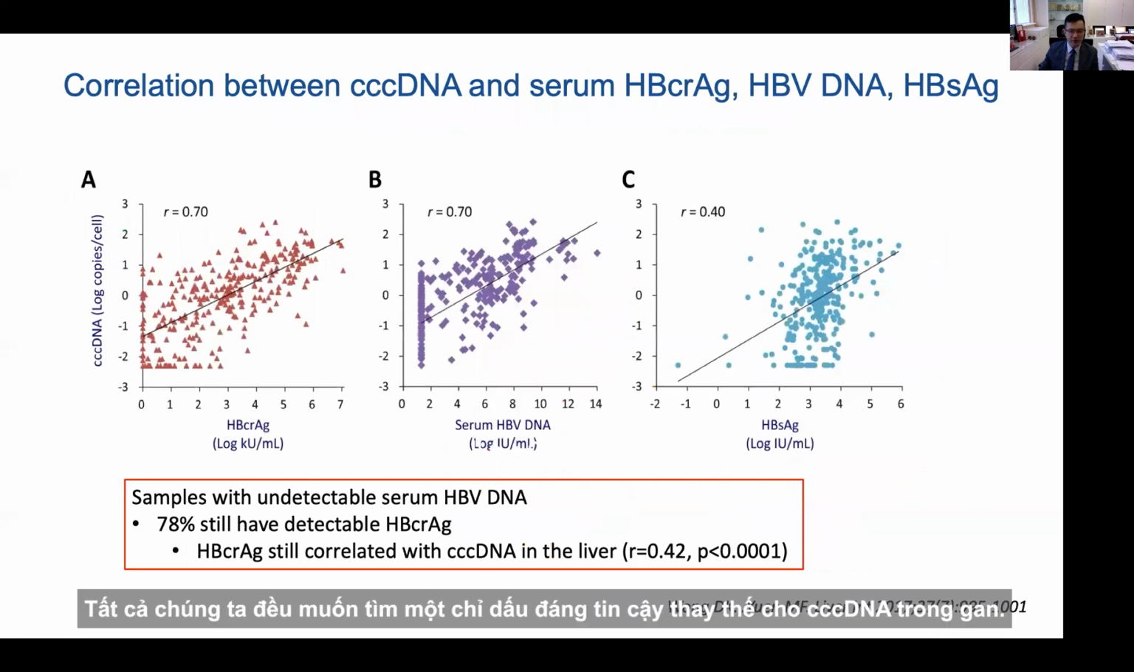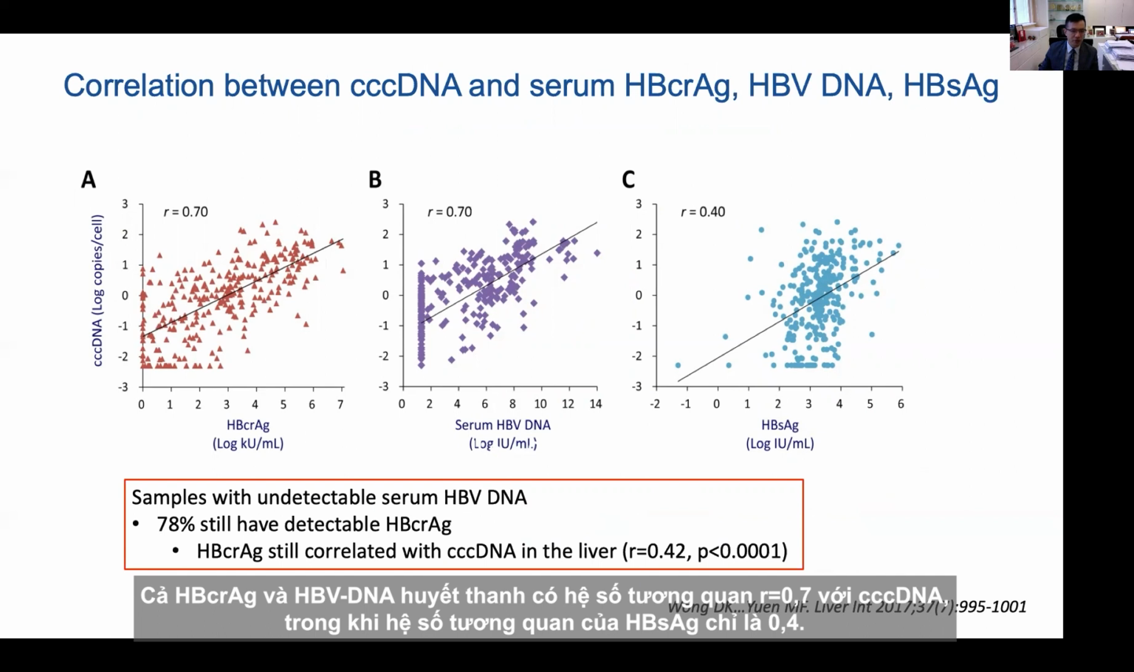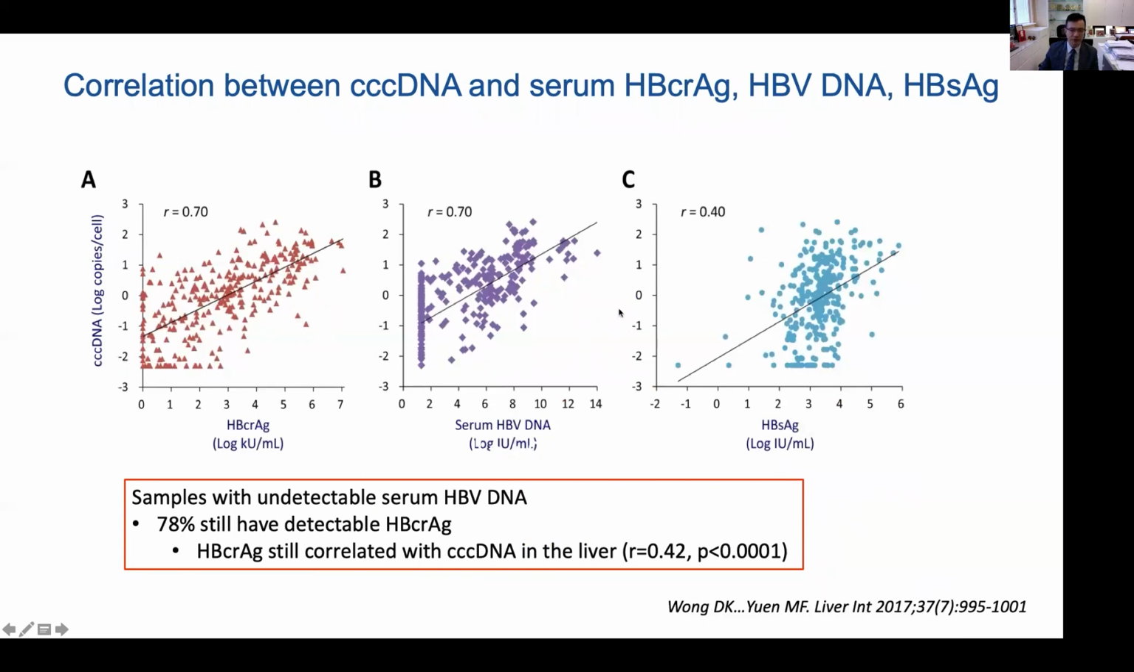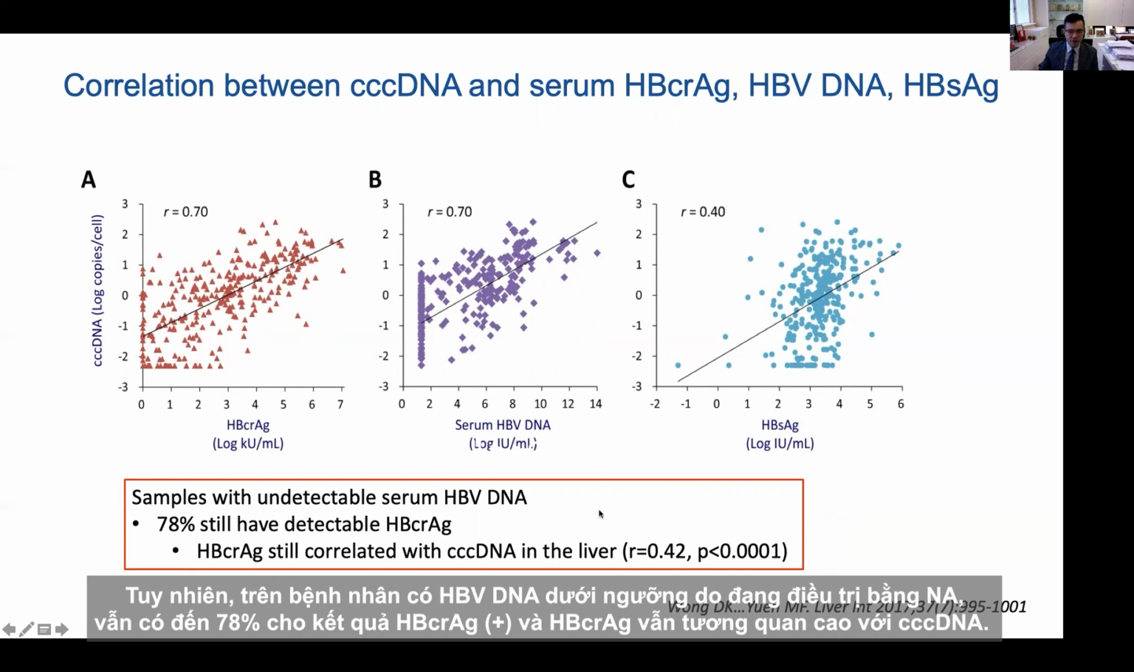Everyone wants to find a reliable surrogate for cccDNA levels in the liver. Our study found that both core-related antigen and serum HBV DNA had the same correlation coefficient of 0.7, compared to only 0.4 for surface antigen, with cccDNA. However, if HBV DNA is no longer detectable, as in patients receiving nucleoside therapy, we can still have measurable core-related antigen correlating with cccDNA in 78% of our patients.